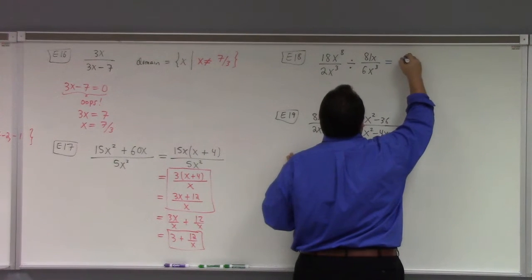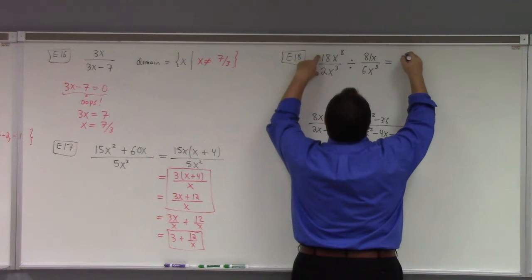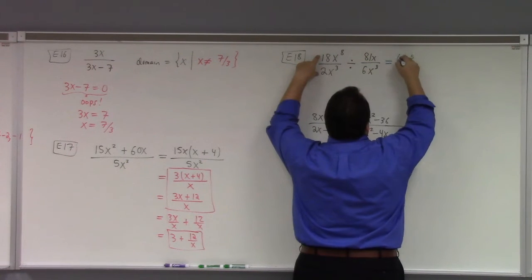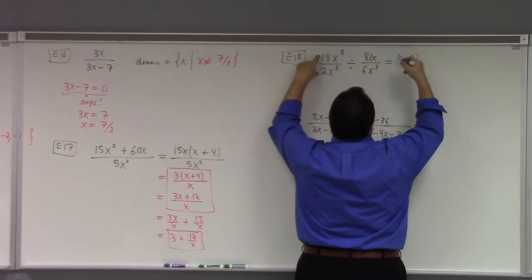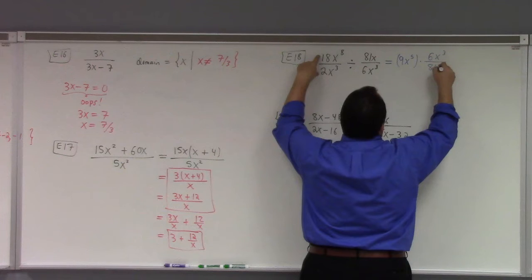So this is, oh wait a minute, what's 18 over 2? That's just 9, right? What's x to the 8th over x cubed? That's x to the 5th. So I have 9x to the 5th. That's the first thing, right? And then I'm multiplying by the reciprocal, which is 6x. I won't try to simplify the second one. 6x cubed over 81x squared.